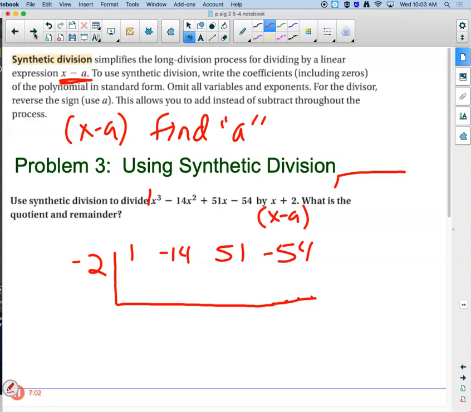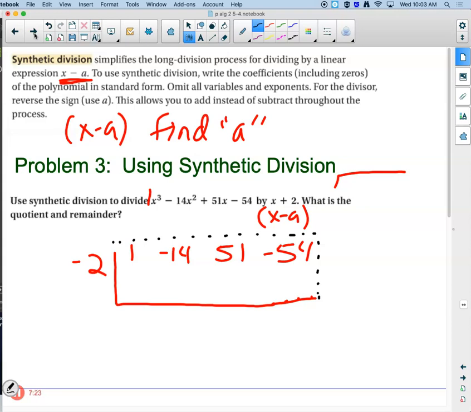Now I'm going to explain the process, and then I'm going to take you through it. The first thing I want you to do is to pretend that this is a box. So it's inside a box.